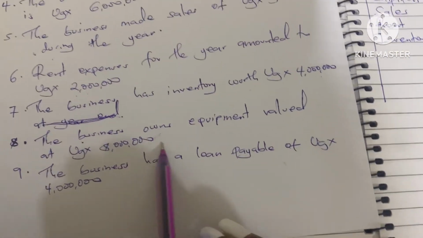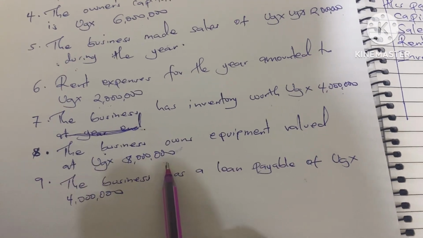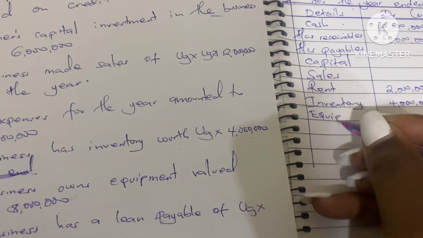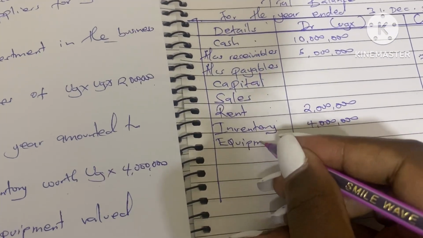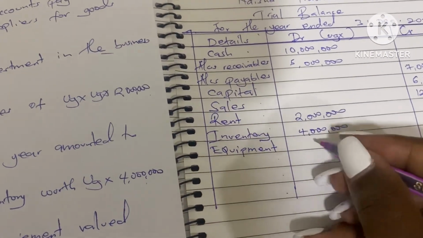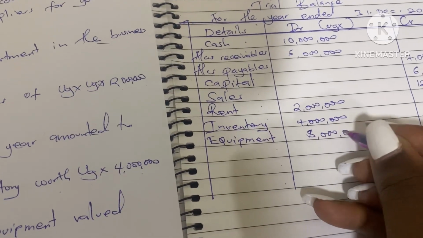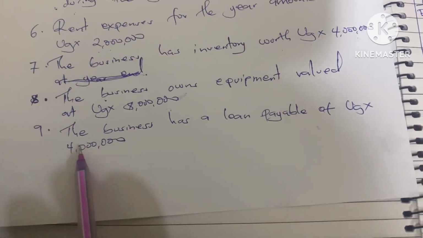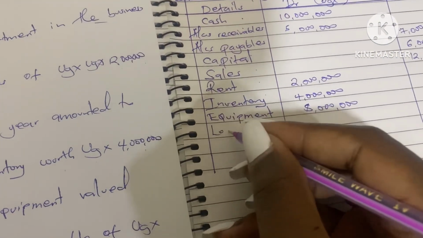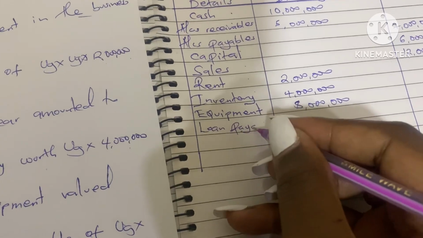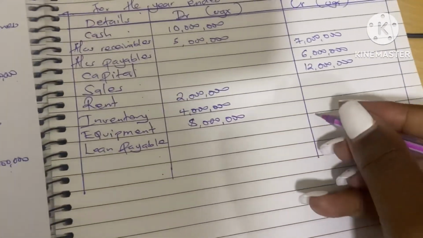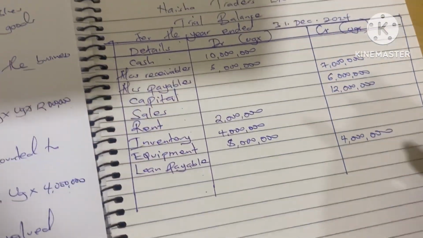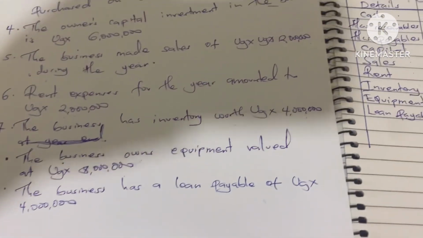Then the business owns equipment valued at 8 million. So equipment is an asset, so we debit it 8 million. Then the business has a loan payable of 4 million. So loan is a liability, we credit it, 4 million. Yeah, so the details are over.